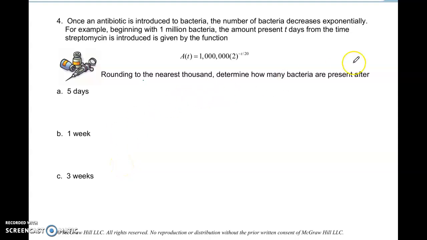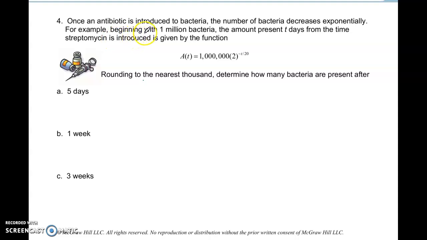So we are still in 8.3. We're talking about exponential functions. And we have a couple of the application problems left. So it says here, once an antibiotic is introduced to bacteria, the number of bacteria decreases exponentially.